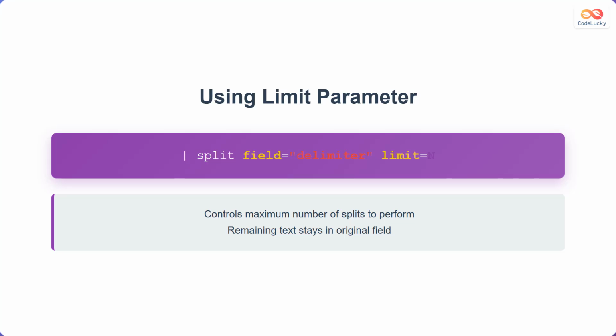The split command includes an optional limit parameter that gives you control over how many splits are performed. The syntax is | split field=delimiter limit=n, where n is the maximum number of splits you want to perform. This parameter is useful when you want to limit the number of events created, or when you only need to extract the first few values from a delimited string. When you use the limit parameter, any remaining text after the specified number of splits stays in the original field.